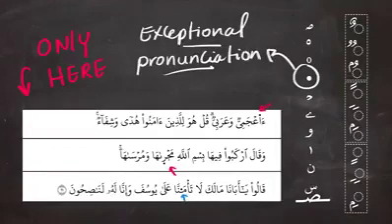Here you have actually two choices. The first one is to fully pronounce the noon. So you'd say ما لك لا تأمننا على يوسف. Or you don't pronounce the first noon, and you would instead put your lips in a position as if you pronounce the noon, and it would sound like this. ما لك لا تأمنا على يوسف.